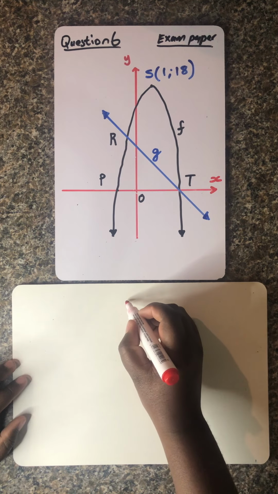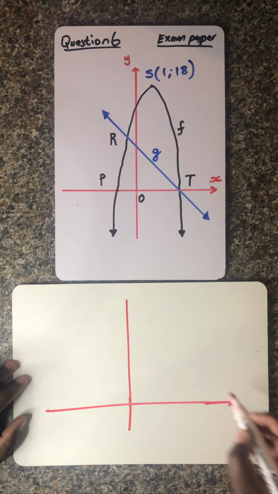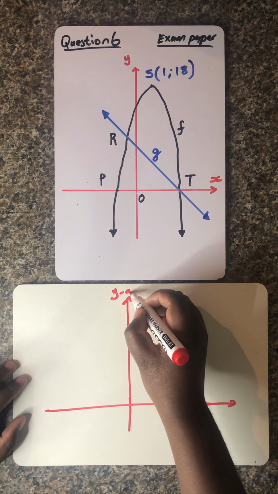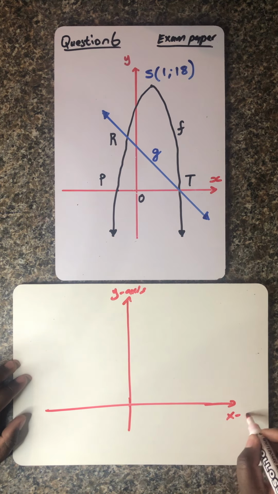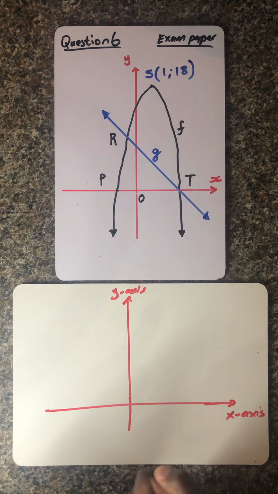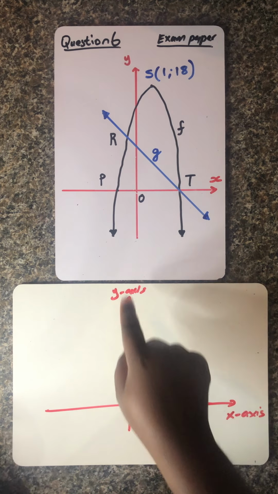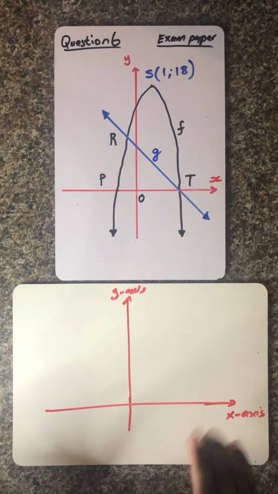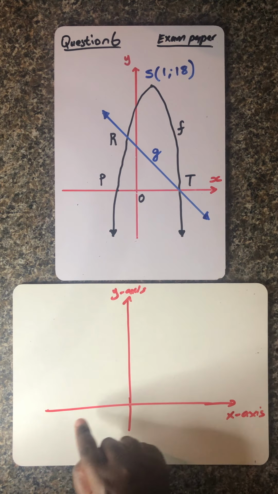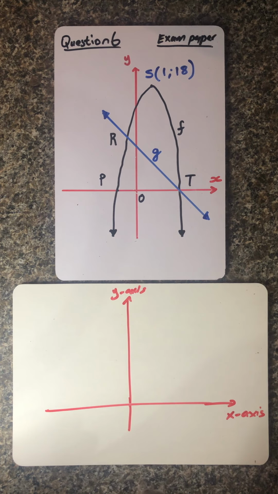So let's just quickly draw a set of axes. So you've got the y-axis, you've got the x-axis. So, ladies and gentlemen, something that I want you to notice: graphs of functions are drawn on a set of axes. Okay, so you've got the x and the y-axis. So in high school, you only represent your functions on the x and the y-axis. So it's more like a 2D drawing.